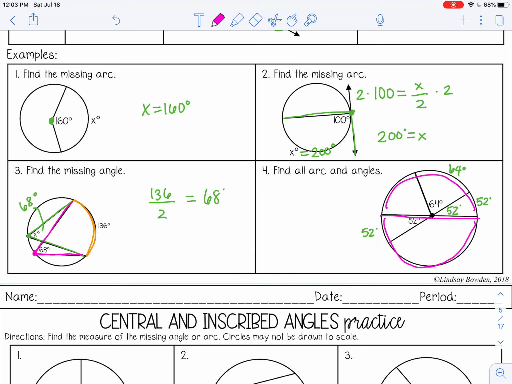So let's find the bottom half first, that missing piece. So we can take 180 minus 52, and that gives us 128. And then for the top half, we can add 64 plus 52 and subtract that from 180, and we get 64.